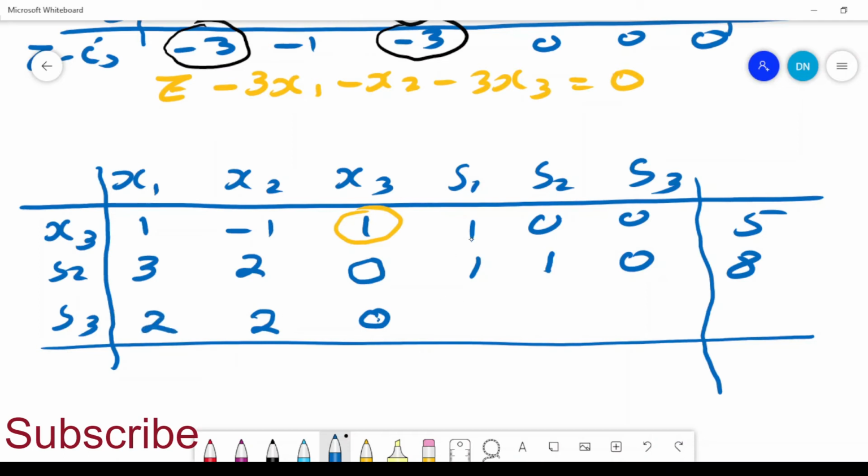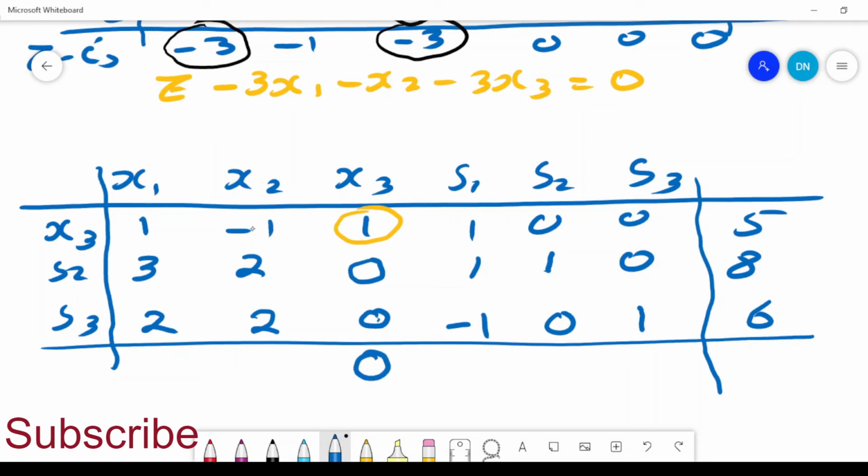And then -1 plus 0, which is -1. -0 plus 1 is 1. And then -5 plus 11, which will give me 6. Remember, there was a -3 here, so I multiply the pivot element times 3. Then I add there, and that becomes 0.